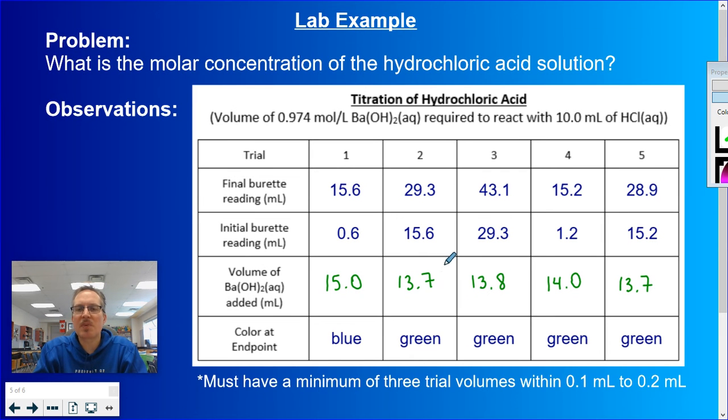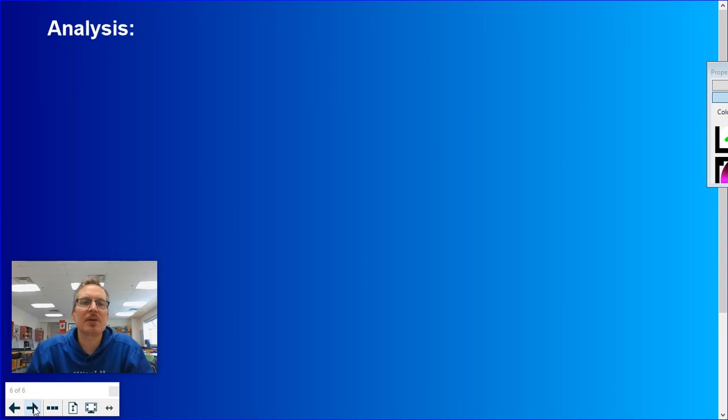The three trials we will be using are trial 2, trial 3, and trial 5, because those three values are within 0.2 milliliters of one another. So what I would like to do is answer this problem.